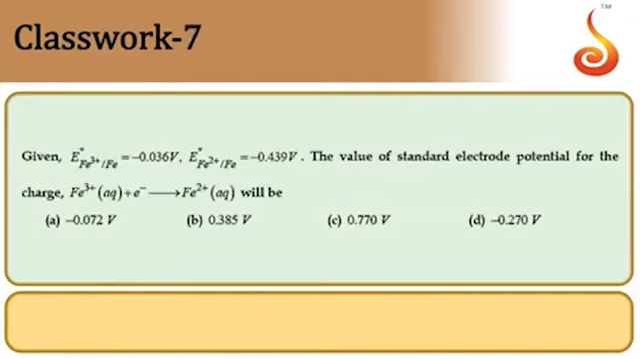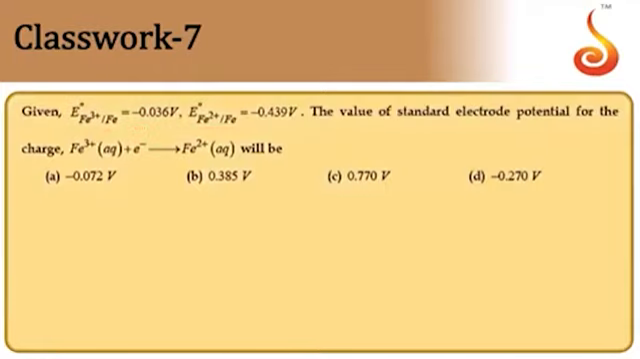Next, the SRP of Fe plus 3 to Fe is minus 0.036, and the potential of Fe plus 2 to Fe is minus 0.439. The standard potential of Fe plus 3 to Fe plus 2 is how much? This can be done by constructing a Latimer diagram. The Latimer diagram consists of these three ions: Fe plus 3 changing into Fe plus 2, then becoming Fe.